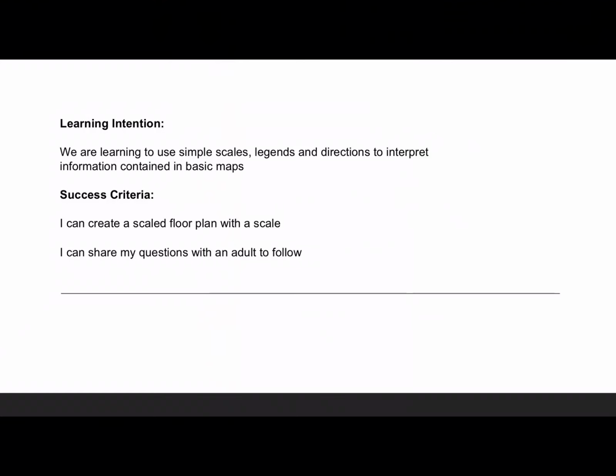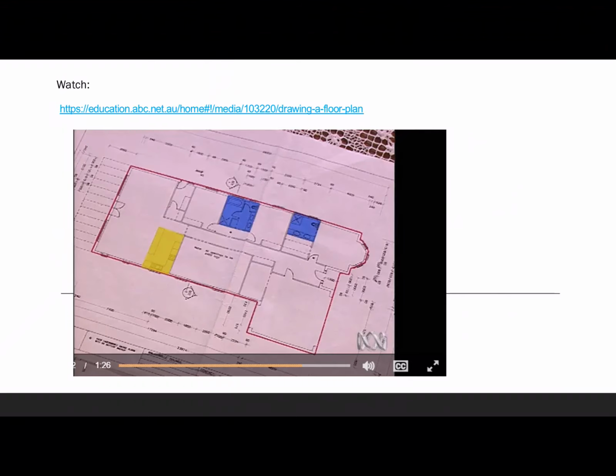The learning intention of today's lesson is we are learning to use simple scales, legends and directions to interpret information contained in basic maps. To be successful in this lesson you need to be able to do the two following things. I can create a scaled floor plan with a scale. I can share my questions with an adult to follow.